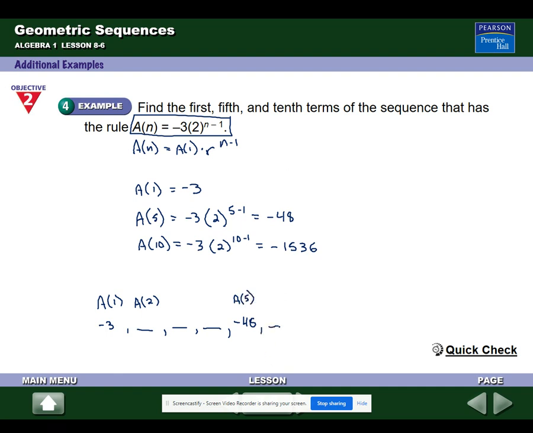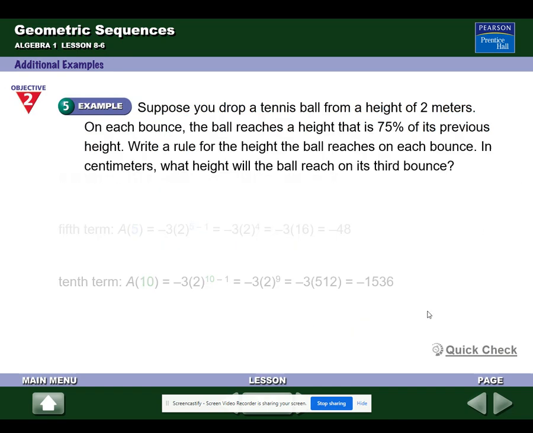And then a of 6 would be a number, a of 7, a of 8, a of 9, a of 10. We weren't asked about those. 6, 7, 8, 9. A of 10 we were asked about, and that's -1536. So that's what you're really doing when you're asked for the first, fifth, and 10th terms: you're skipping over those that you weren't asked about by just plugging in the specific number. 1, 5, and 10.